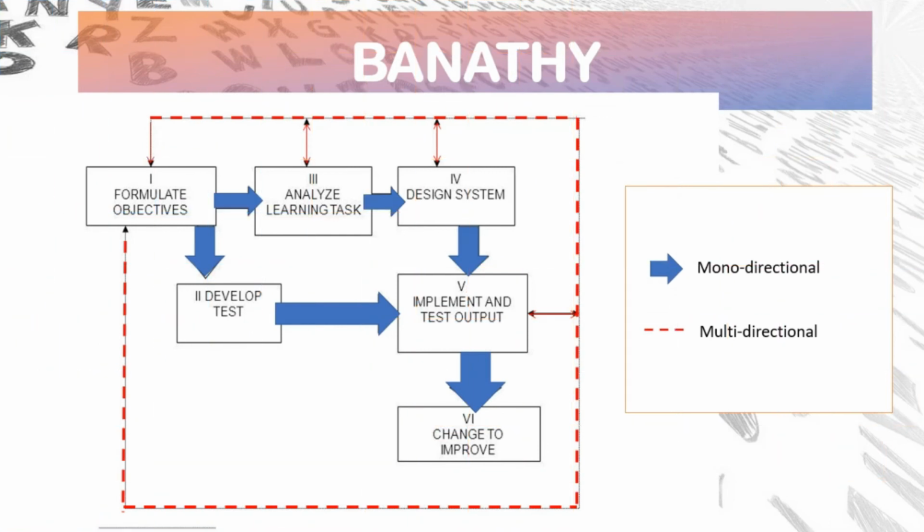Alright, now let's take a look at the Banathy model. As you guys can see from the slide, there are 6 steps in this model. The blue arrows show the monodirectional relationship between the steps, or it simply shows the sequence of the steps. However, the red dashes show the multidirectional relationship between the steps, or it's to give feedback between the steps.